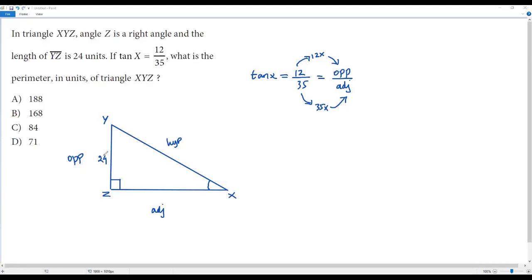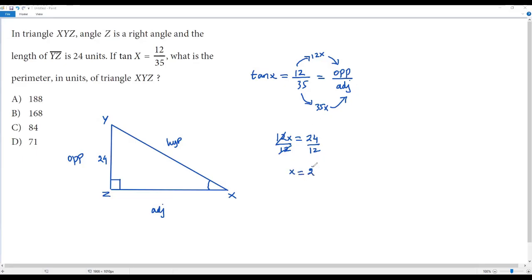But here already we have the length of the opposite side, that is 24. Here we get the length of the opposite side 12x. This 12x and 24, both of them represent the same thing, that is the length of the opposite side. We can equate them, that is 12x equals 24. Let's divide both sides by 12 to get the value of x. Then this 12 will cancel. We get x equals, when I divide 24 by 12, I am getting 2.